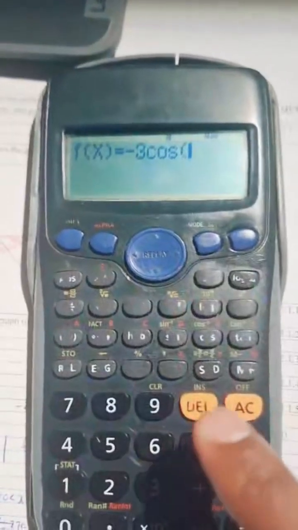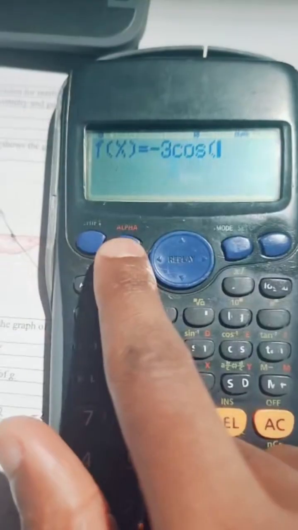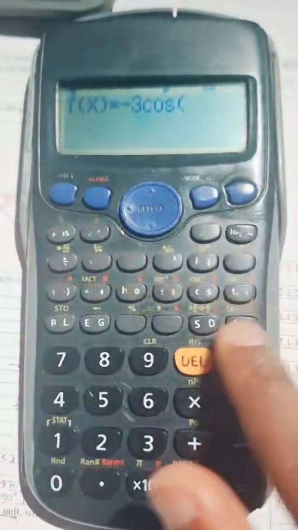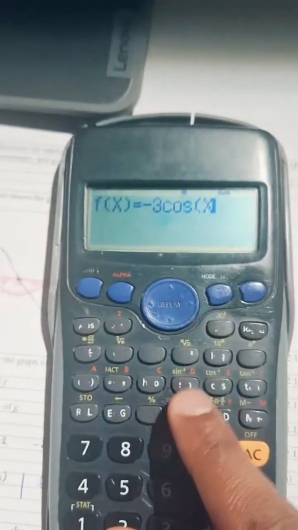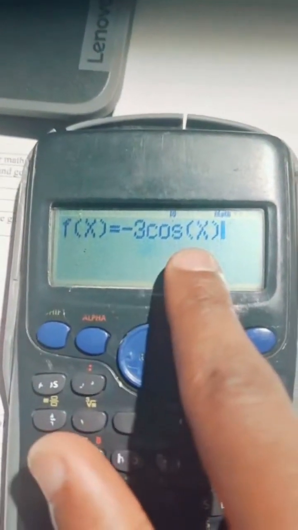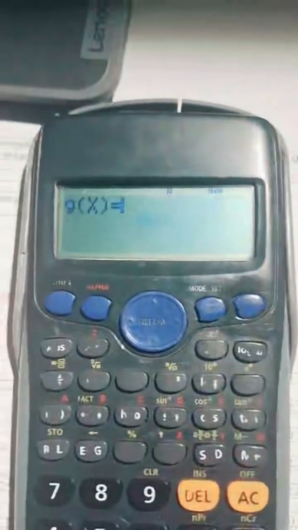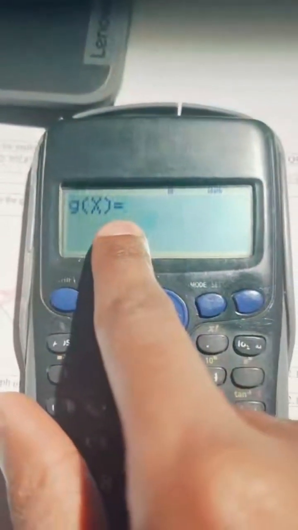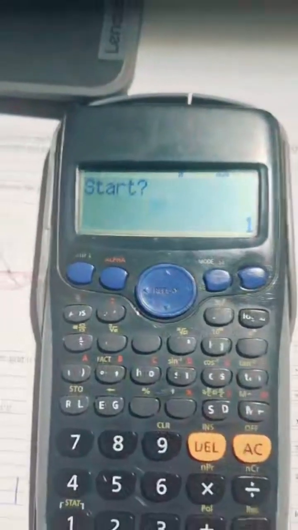Since we want x as well, we press alpha, because that allows us to select all the red things on our calculator. So we want the x that's in red. We press that. There it is. Then we use the brackets and close it up. So this is negative 3 cos x, the function that we want represented. Now if we had another function to sketch, we would also type it here, but we don't have one, so we just press equal so that we can move on to the next thing.